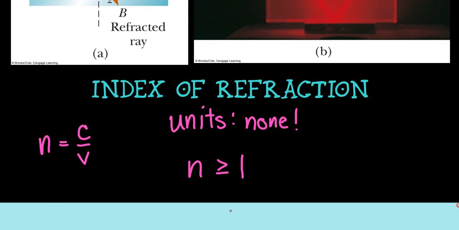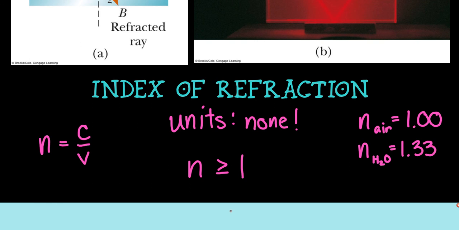A few common indices of refraction that we will use regularly, so it may be useful to have in your notes, would be the index of refraction for air. In air, light travels very, very close to 3 times 10 to the 8th meters per second. And so that tells me that we can use the index of refraction for air to be 1.00. In water, the index of refraction is approximately 1.33.